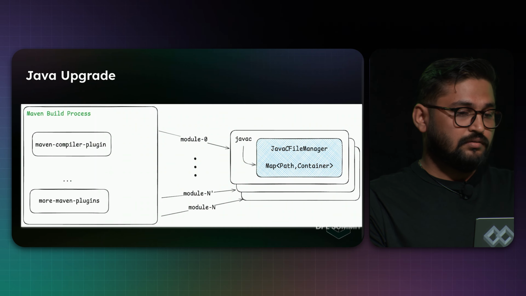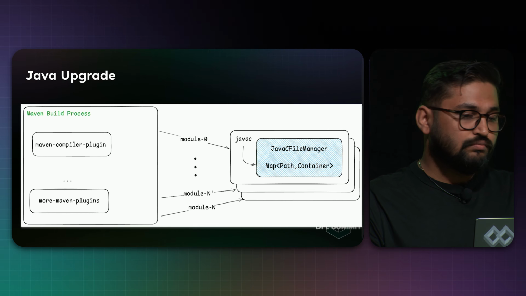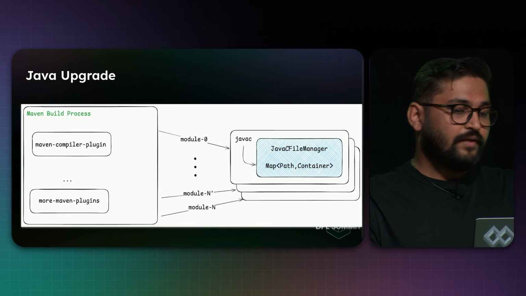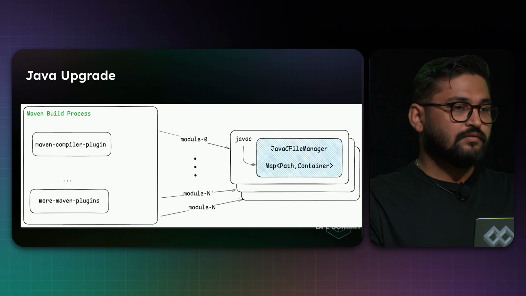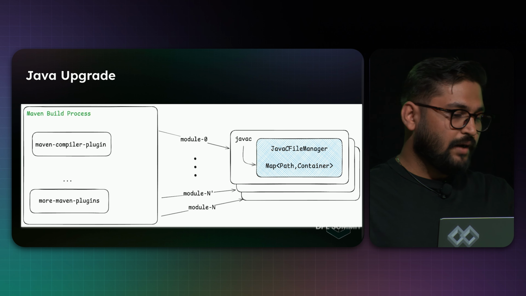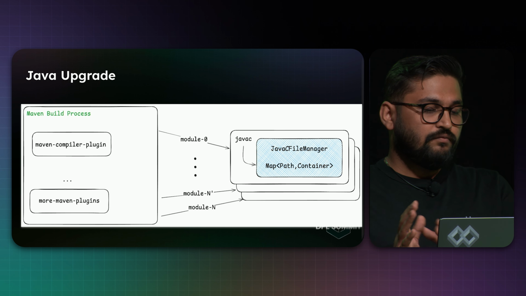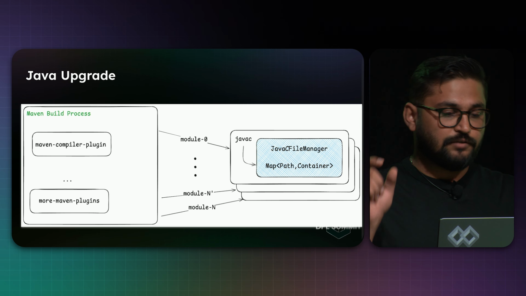So let's talk about how the compilation works for a bit. Maven has a build process with all of its plugins. Maven compiler is responsible for the module compilation. And how we thought it would work is the Maven compiler would call the Java toolchain in an isolated process, where javac calls the javac file manager to build the Java artifact containers for the jar files in the class path.